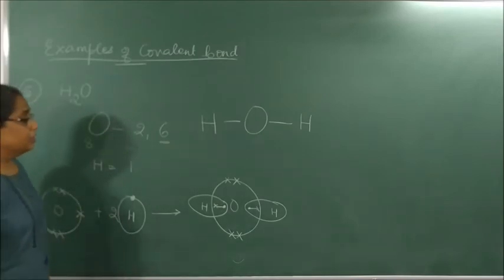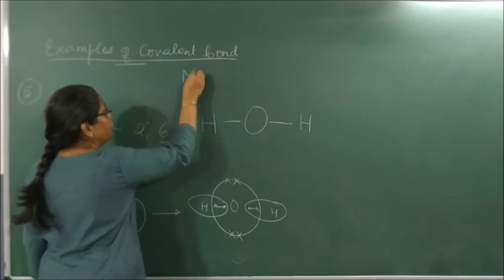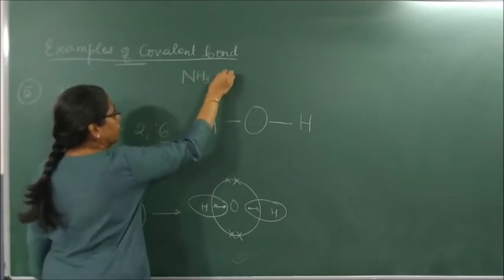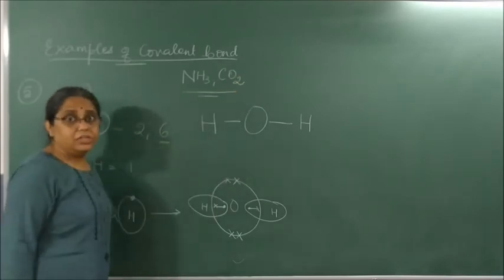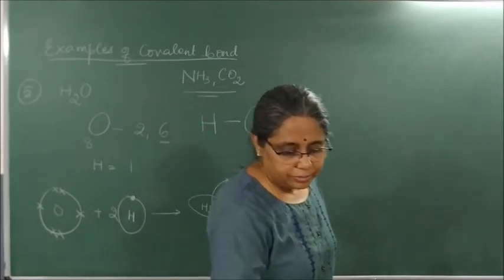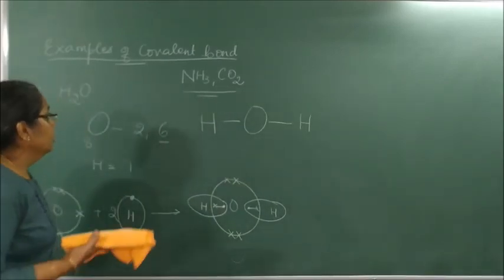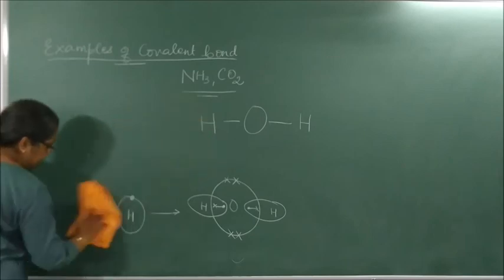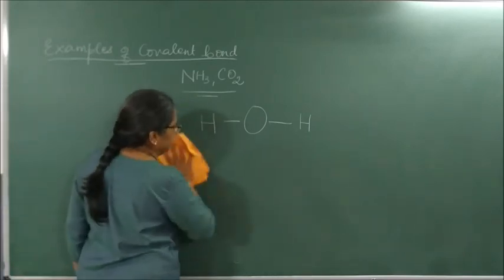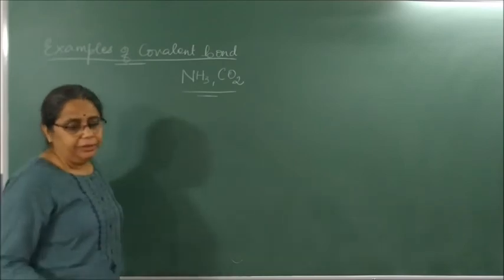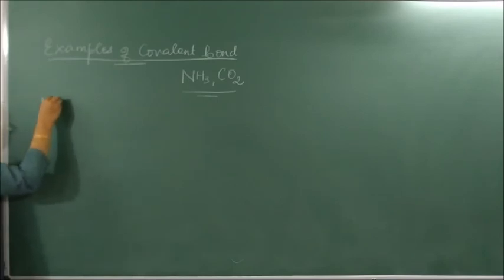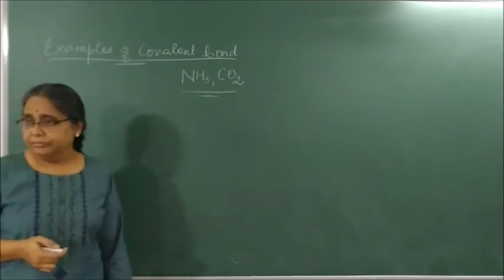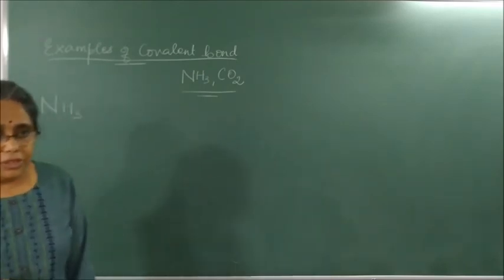Now after this, sitting here, please show bonding in NH3 and CO2. Show bonding in NH3 and carbon dioxide. So we will first study NH3. This is which number compound, NH3? 4th or 5th? 6th is NH3.